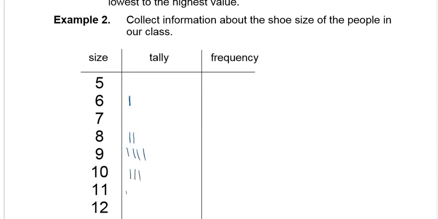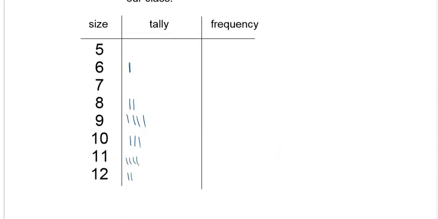For 11, we got 4 people. For 12, we got 2 people. And let's say for 13, we got 5 people. And we're going to show that with a horizontal line for the 5th, just in case you haven't seen that before. And lastly, when we say frequency, we mean as a number, how many are there? So for 5, we don't have any, so that's a frequency of 0. For 6, it's 1, 0, 2, 4, 3, 4, 2, and 5.